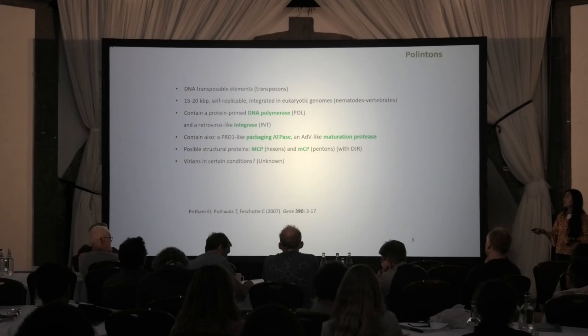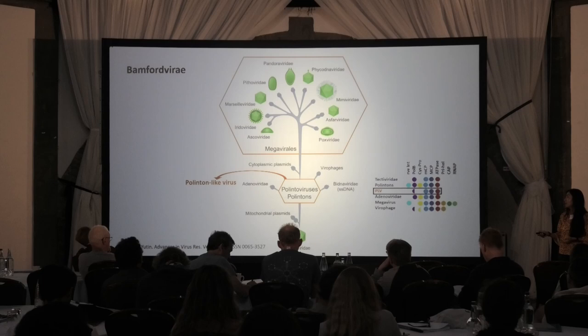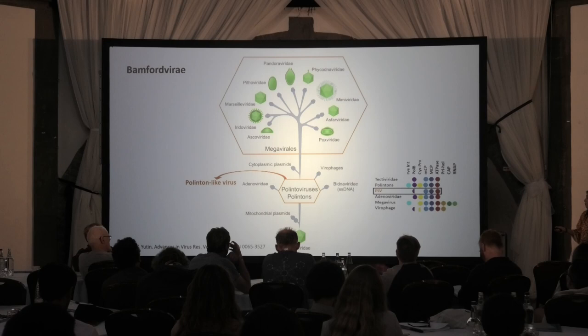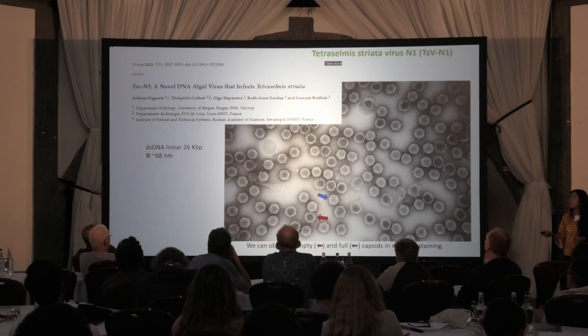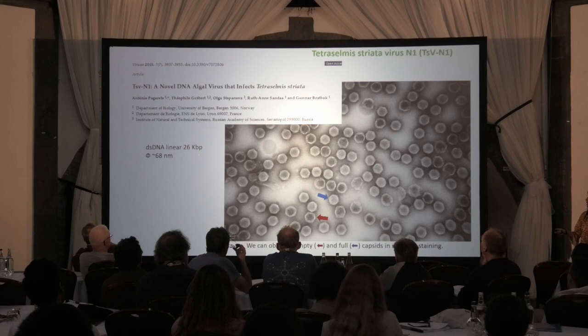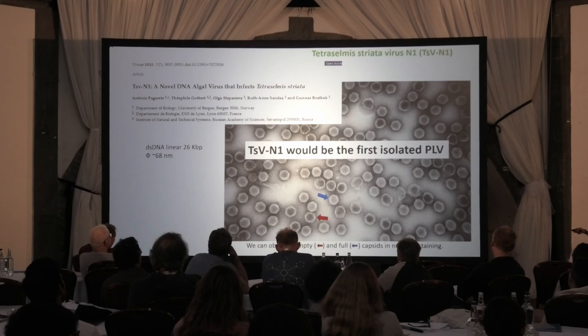But we don't know if, in certain conditions, the DNA could be expressed and produce virions. In metagenomic studies, sequences very similar to the polintons have been found. They are called polinton-like viruses because they don't contain any integrase proteins and, in some cases, polymerase. In 2015, the group of Gunnar Bratbak discovered a new virus, PgV1. This virus infects a unicellular alga. The genome of this virus is double-strand DNA, around 26 kilobase pairs, and the diameter is 68 nanometers. The genome of this virus has the architecture of a polinton-like virus, so this virus, PgV1, is the first isolated polinton-like virus.